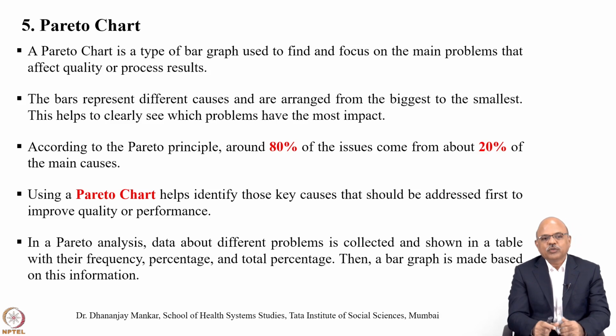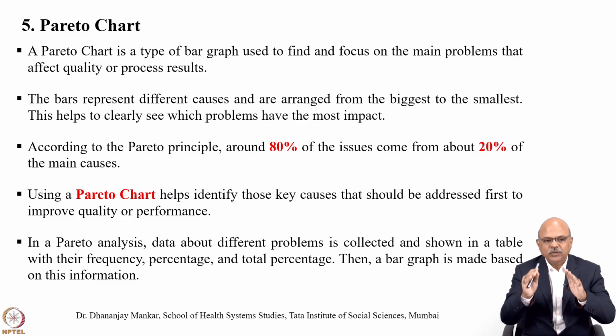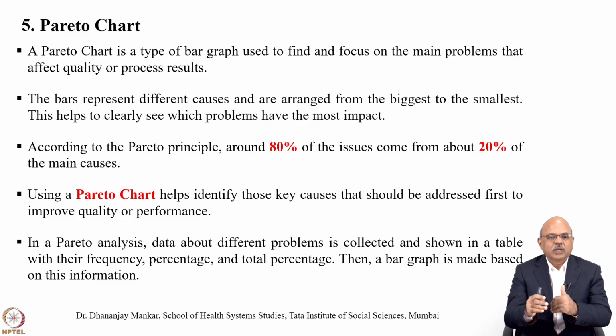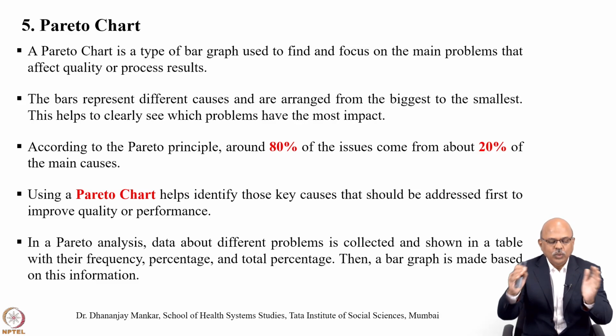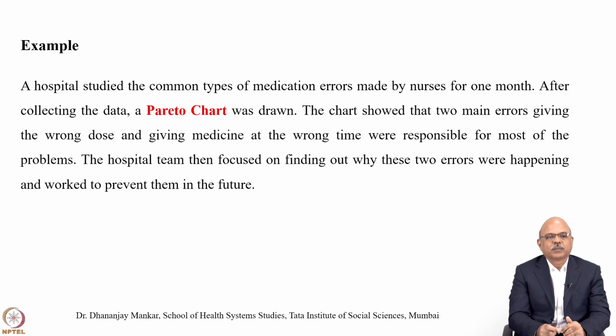So using a Pareto chart helps identify the key causes, which should be addressed first and then the next, improving the quality of performance. In a Pareto analysis, data about different problems is collected and shown in a table with their frequency, percentage and total percentage. Then a bar graph is made based on the information, which helps you to get the entire picture of this. This is an example of a Pareto chart in a hospital.